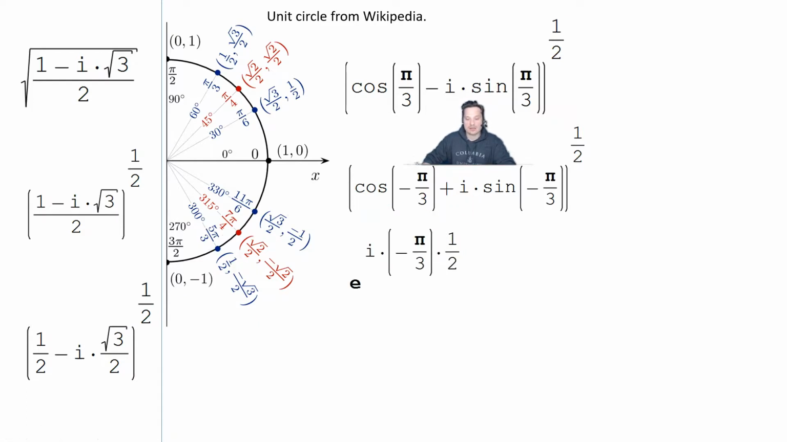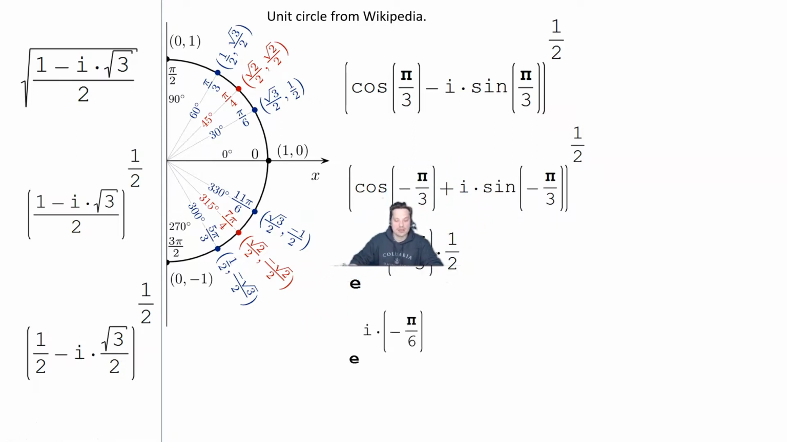After that, I can apply the exponential form of complex numbers. I have negative pi over 3, negative pi over 3, the same angles. So over here, I can write this as e to the i, replacing theta with negative pi over 3, and keep that 1/2 in the exponent. From there, I can multiply the negative pi over 3 times the 1/2 to get negative pi over 6. Now I have a single angle.